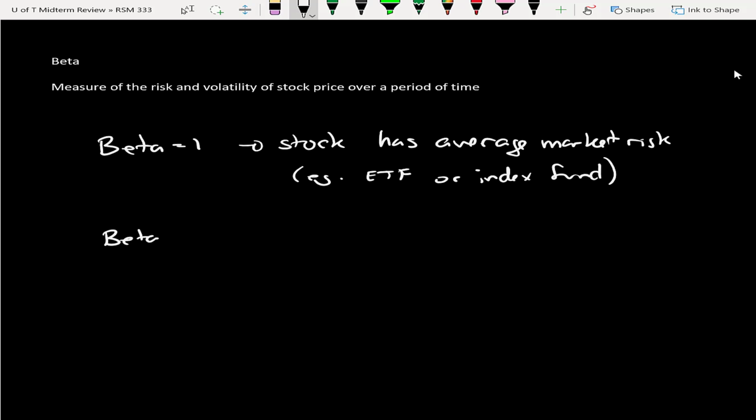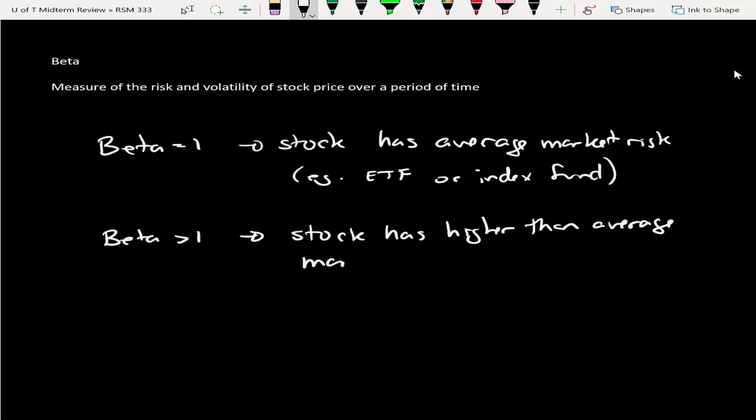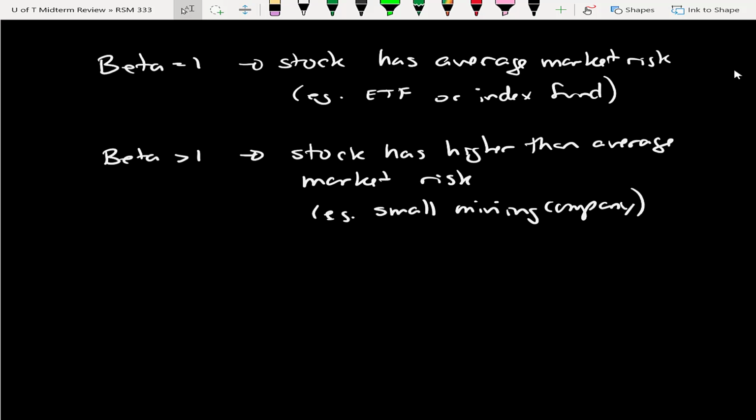If the beta of a stock is greater than 1, then it is riskier than the average market. Okay, so the stock has higher than average risk. Examples of this would be maybe a small mining company. Things that are not cash flow positive or have variable cash flows would have high betas.